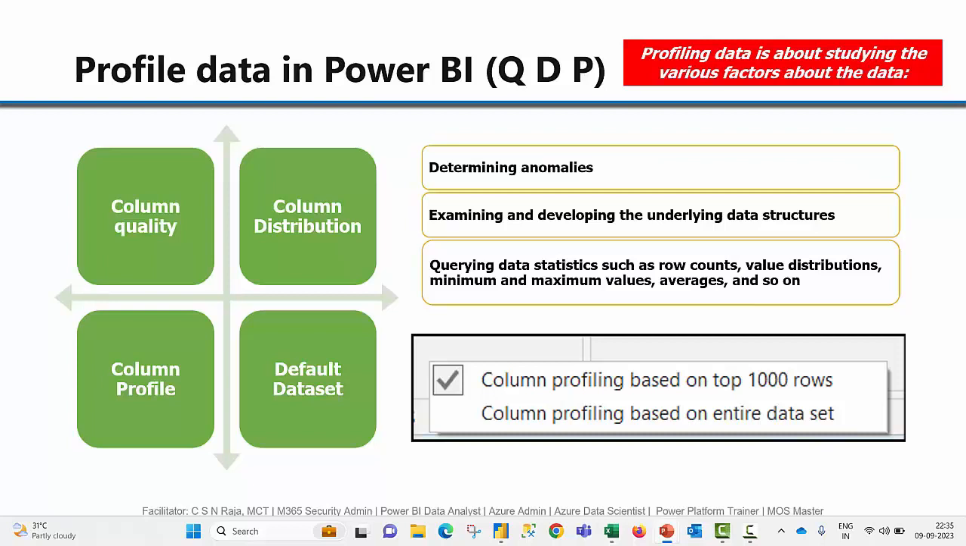I would like to introduce profiling data, which is about studying the various factors about the data. As informed in the previous section of the video, we have 3 profiling tools called column quality, column distribution, and column profile. And I prefer to call them QDP so that I can remember them easily. Please make a note that column profiling is based on the top 1000 rows by default.